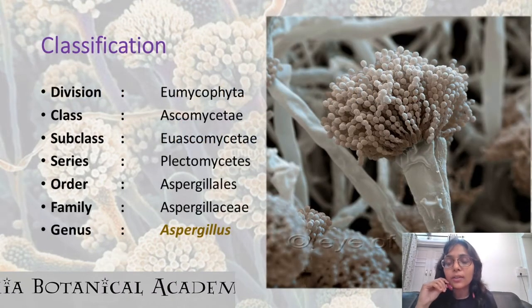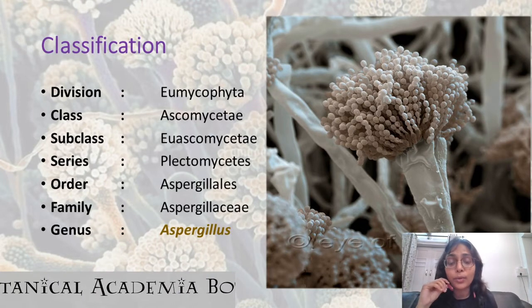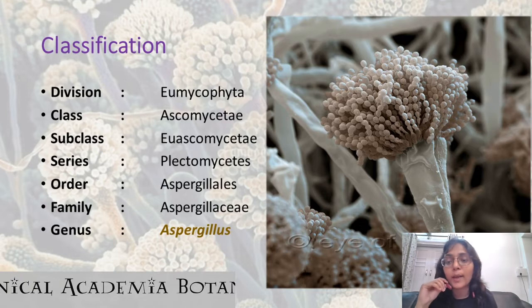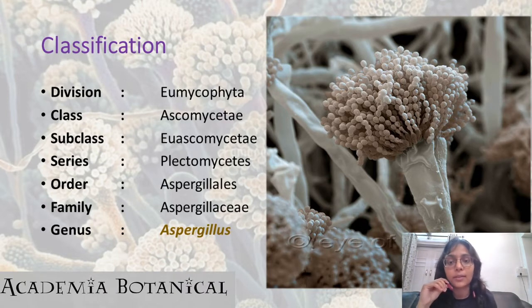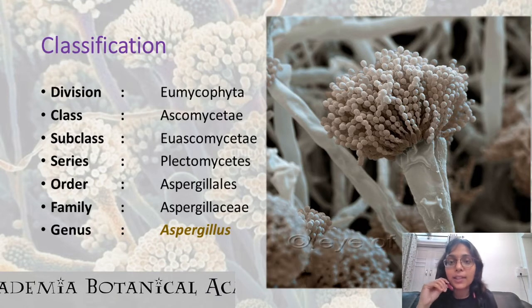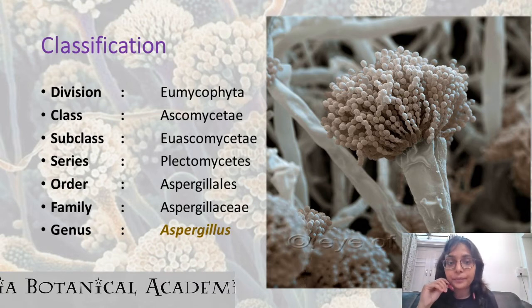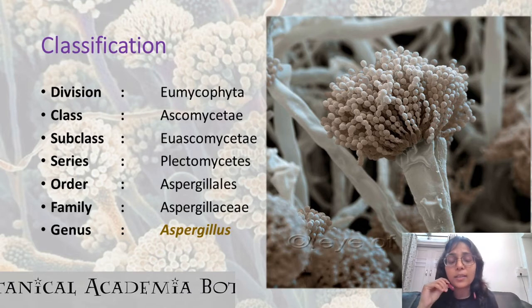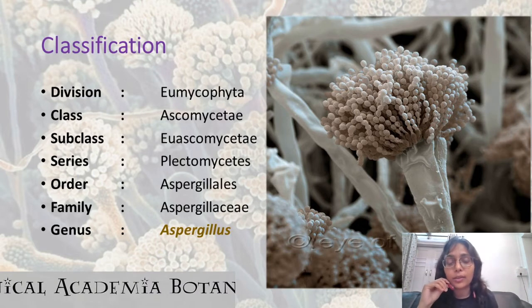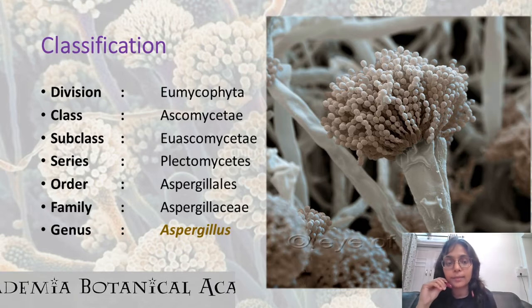Now the classification starts with the division Eumycophyta, class Ascomycetes, subclass Ascomycetae, series Pectomycetes, order Aspergillales, family Aspergillaceae, and the genus is Aspergillus. Now, as you must have seen, the class over here is different from that of Rhizopus. The class is Ascomycetes. Why is it called an Ascomycete? Because this particular fungus is known to produce something called asci, which we will see when we study the sexual stage of Aspergillus.